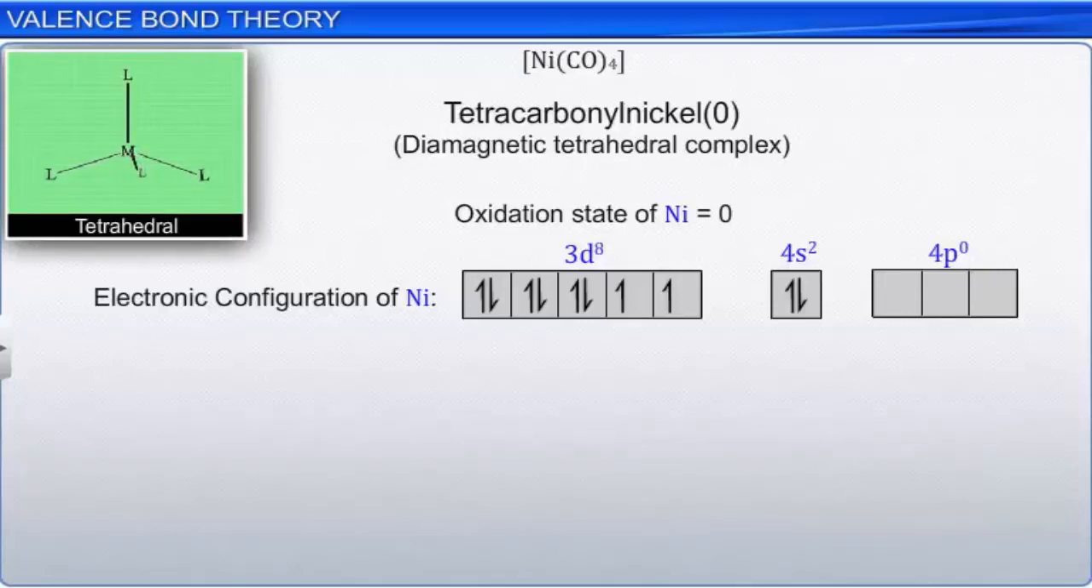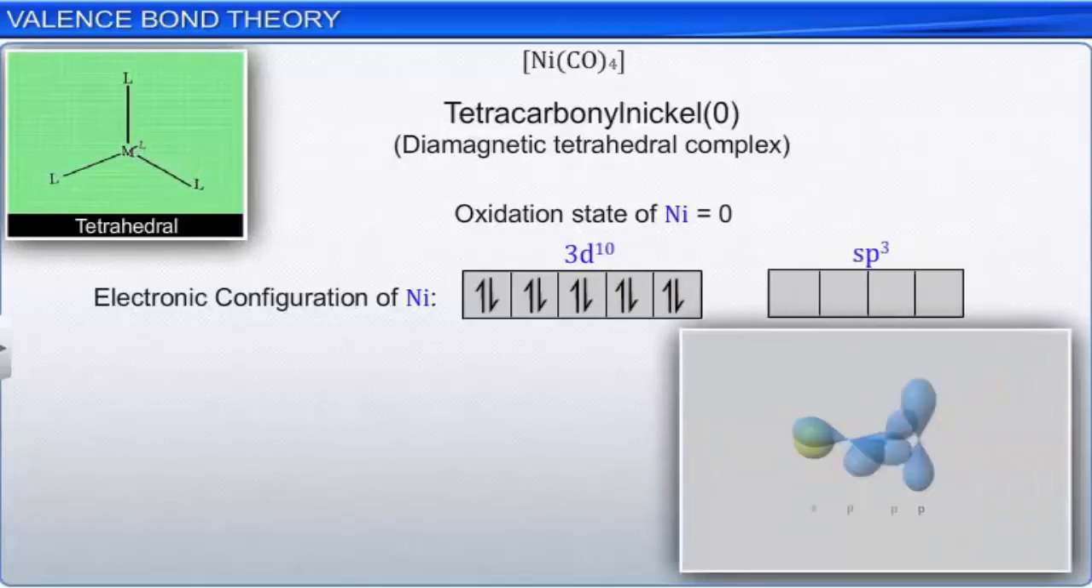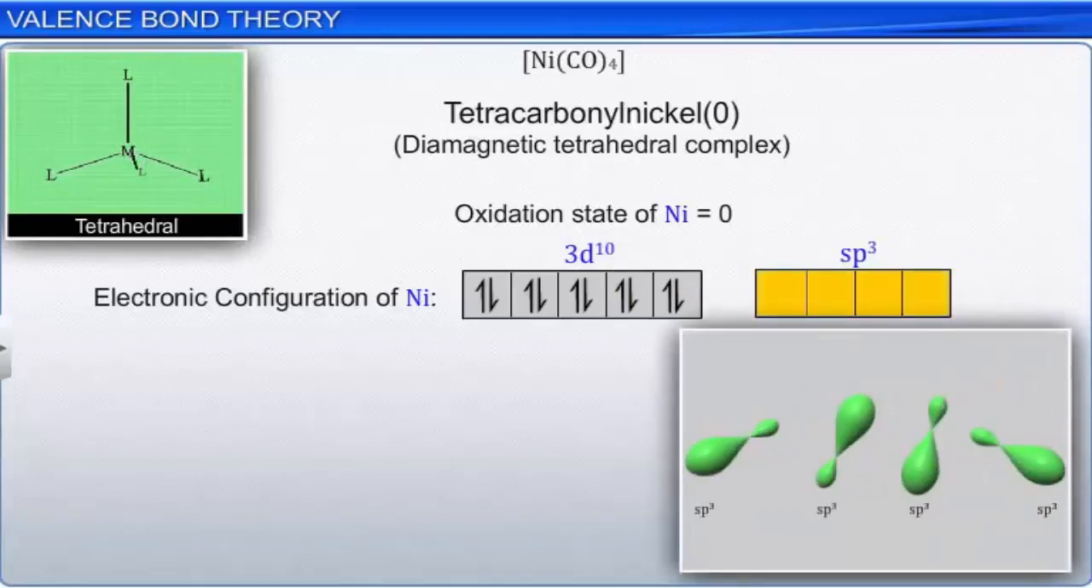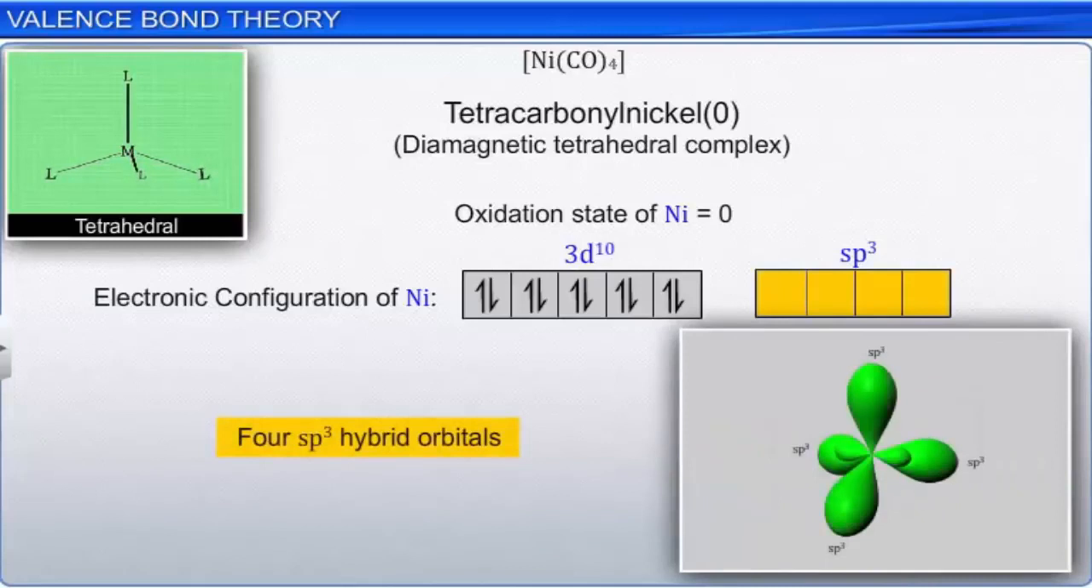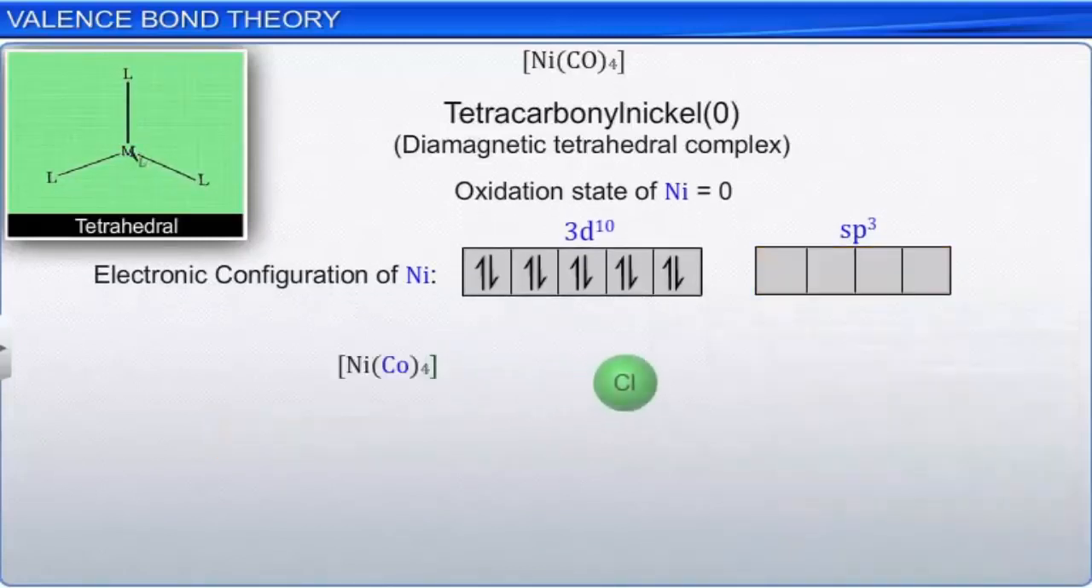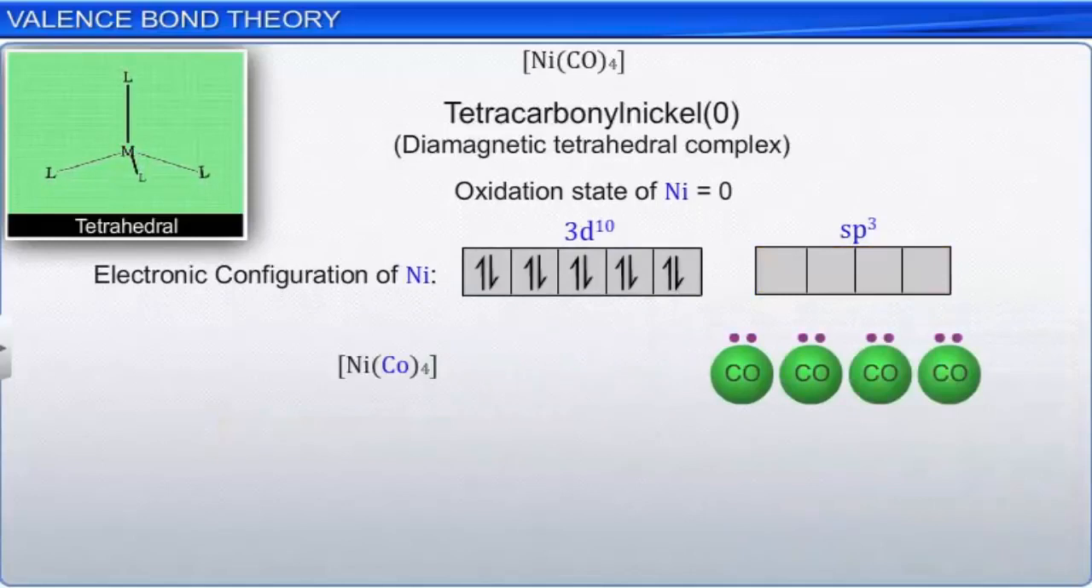orbital. Thus, the metal atom undergoes sp3 hybridization to result in 4 sp3 hybrid orbitals. The 4 electron pairs donated by the 4 ligands are accommodated in these orbitals. Hence, the complex is a diamagnetic tetrahedral complex.